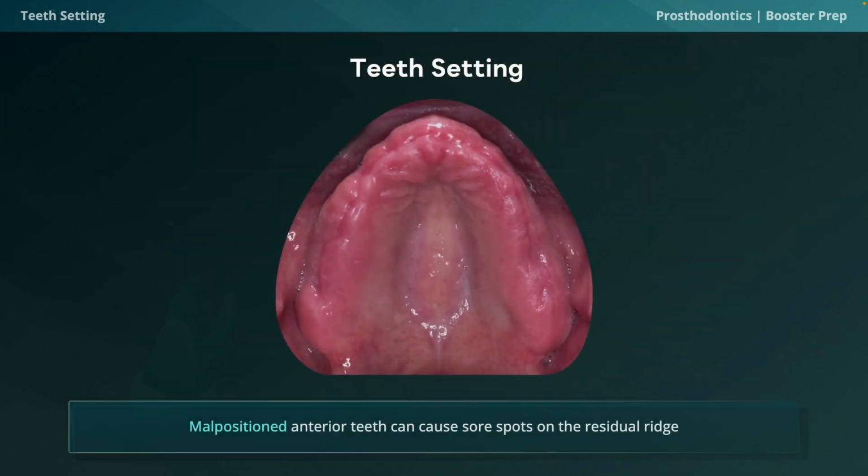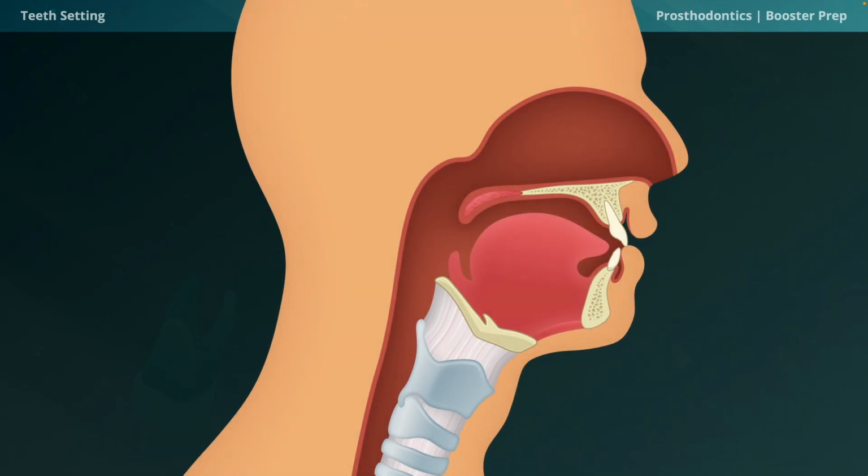Another important point when it comes to teeth setting concerns the actual placement of anterior teeth. More specifically, if they're positioned incorrectly, the patient can develop sore spots in the residual ridge as shown here. Once the teeth have been set, in order to determine if adjustments to the positioning of the denture teeth need to be made, the patient can be asked to pronounce different sounds.